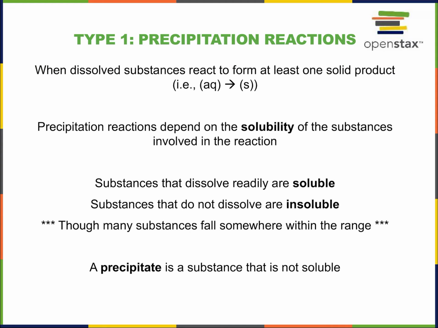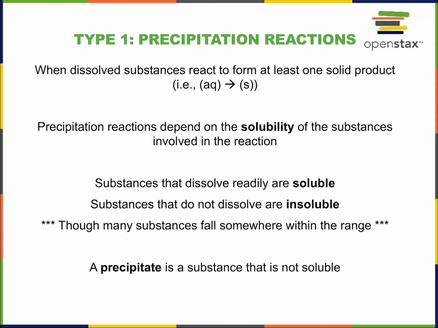Now, not every reaction between two aqueous solutions will produce a precipitate or solid. What determines whether a solid will form is called the solubility of the substances involved in the reaction. Substances that dissolve readily are referred to as soluble, and substances that do not dissolve are called insoluble.